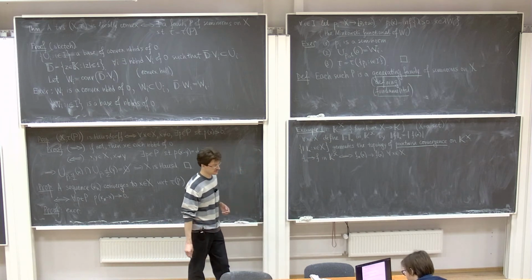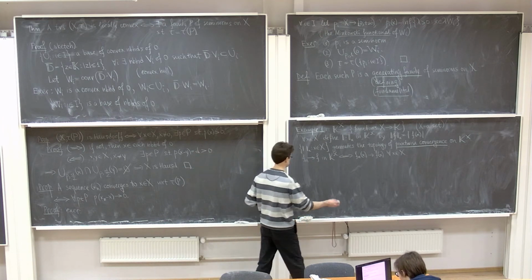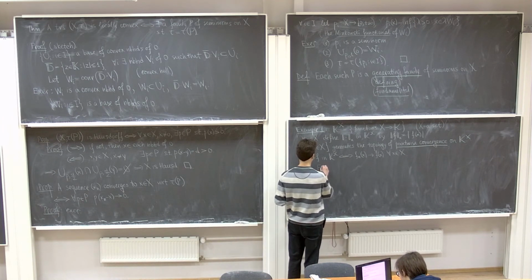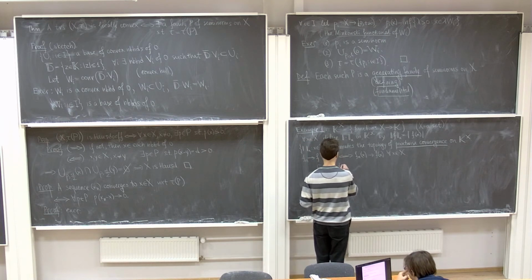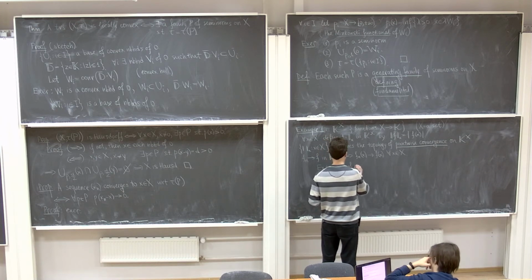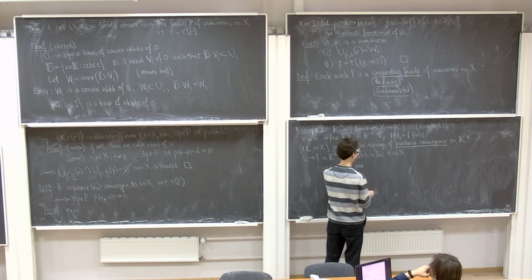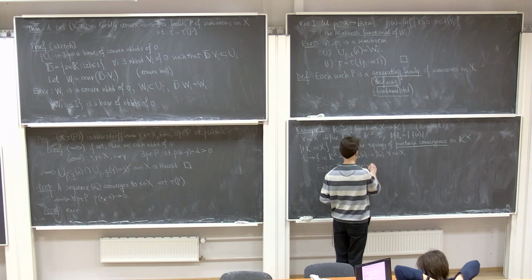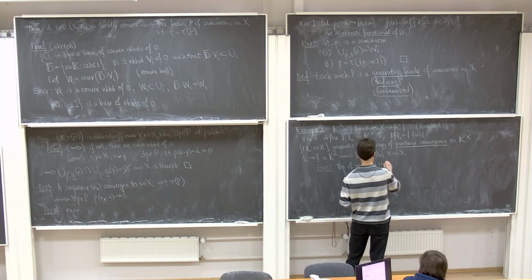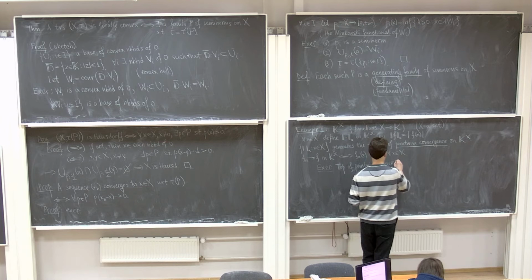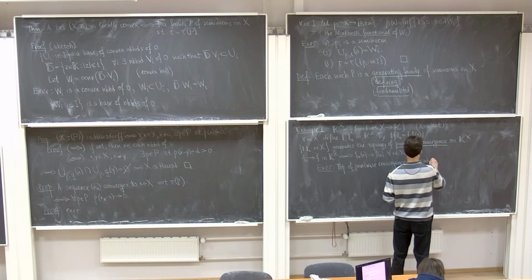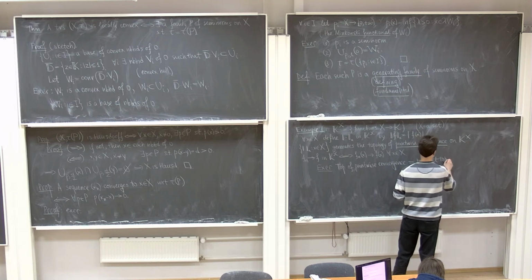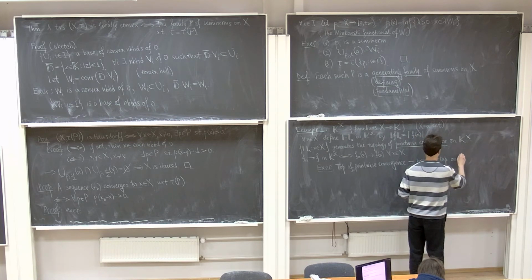In fact, it's a simple exercise for you to show that this topology is nothing but the product topology. The topology of pointwise convergence, defined in this way, is the same as the product topology on K to the power X.